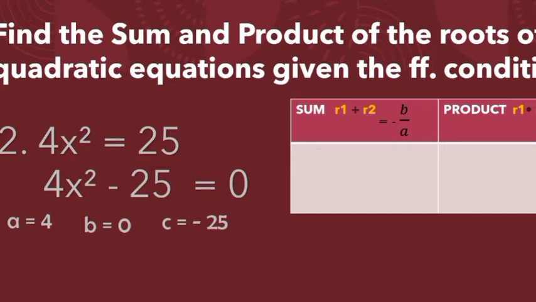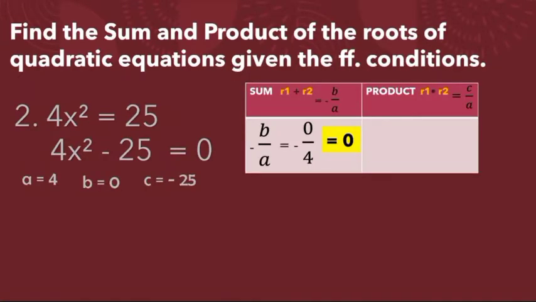To get the sum of the roots, again, negative b all over a. So, b is equal to 0 and a is equal to 4. Again, 0 divided by a number is always 0. Now, to identify the product, again, product is equal to c over a. So, c is negative 25 and a is 4. So, the product of the roots is negative 25 all over 4.